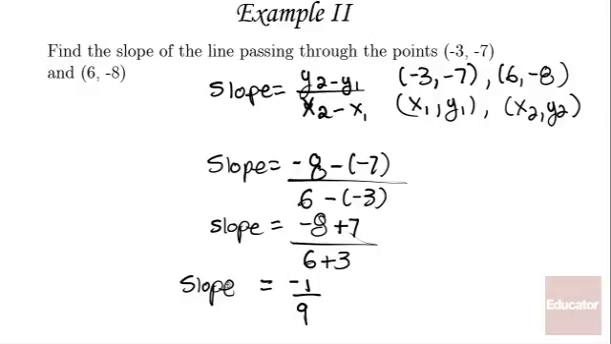Looking back, what I did was to recall my slope formula, y2 minus y1 over x2 minus x1. And then I substituted in these two coordinate pairs that I had, simplified the equation, and ended up with a slope of minus 1/9.